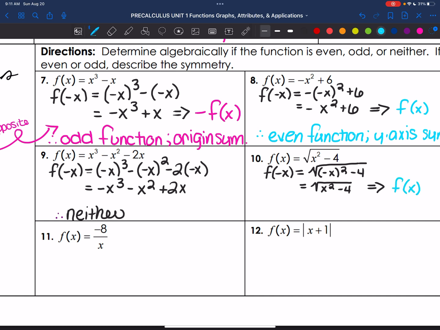So this is that f of opposite of x equals f of x. So we have an even function. We have an even function, which implies that we have y-axis symmetry.